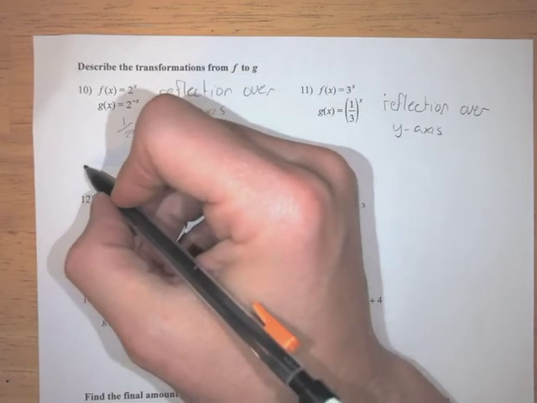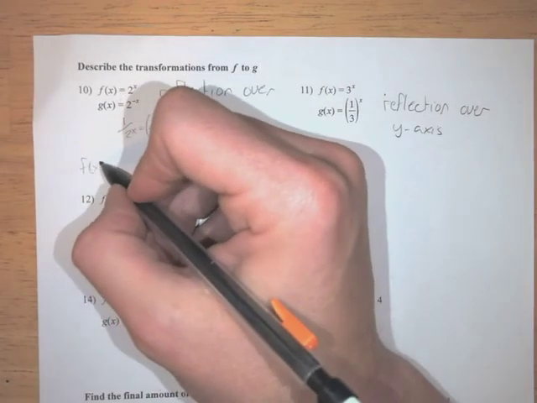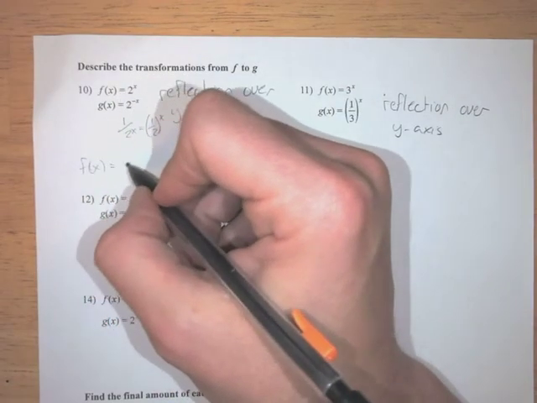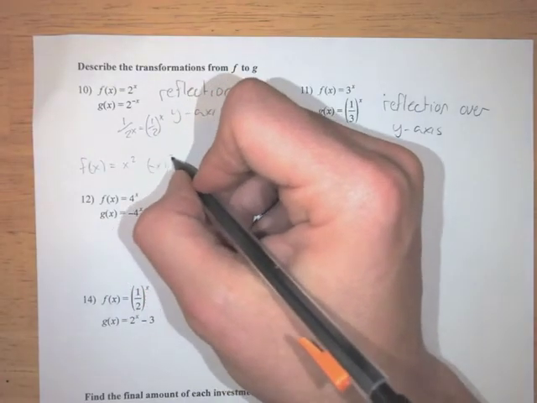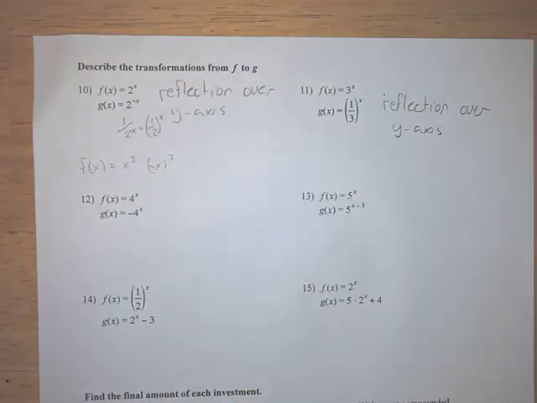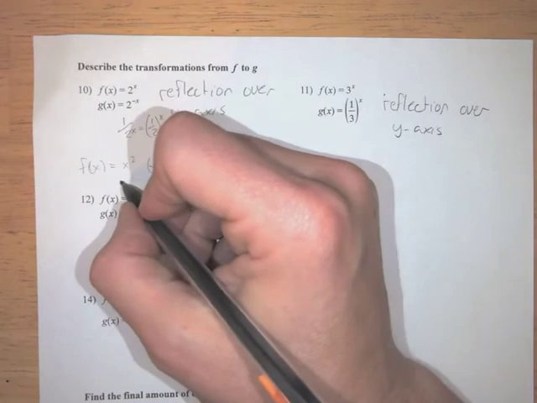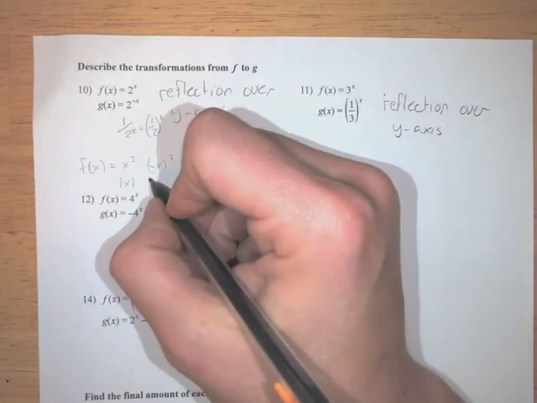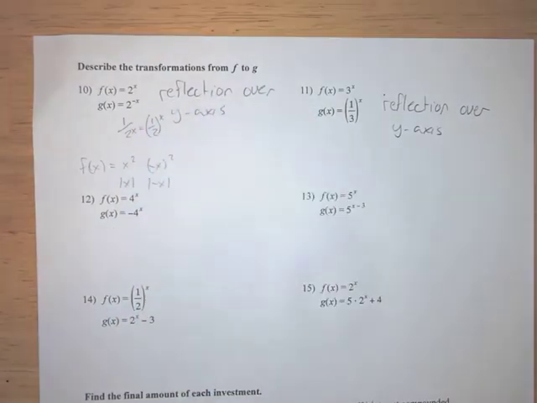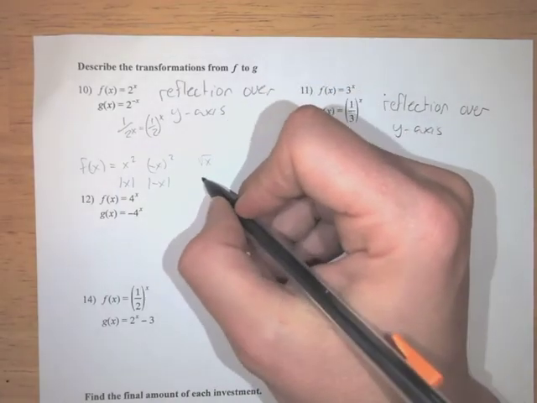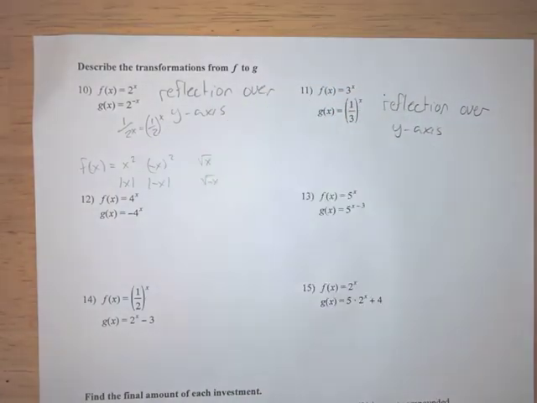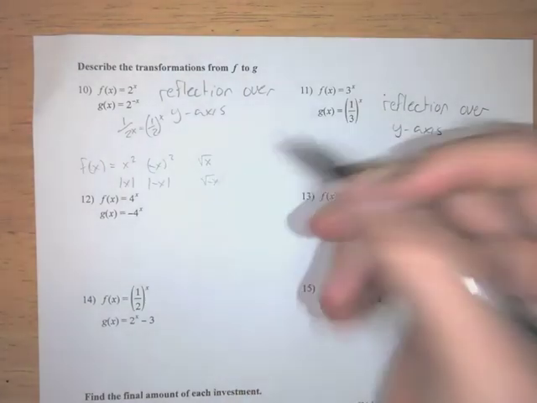For example, we saw a while ago something that looked like this, x squared, right? If we make the x negative before we square it, that's going to be a reflection over the y-axis. Another one we had was the absolute value of x. If we make this negative before we take the absolute value, that's going to be a reflection over the y-axis. We had the square root, right? If we make the x negative before we take the square root, that's going to be a reflection over the y-axis.